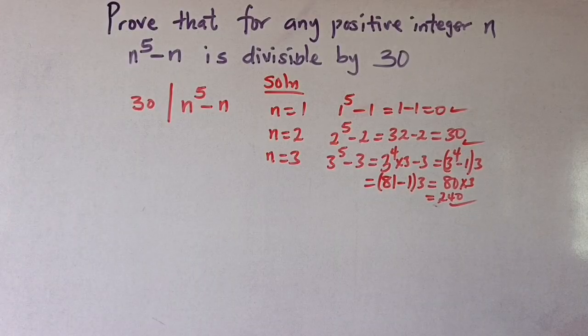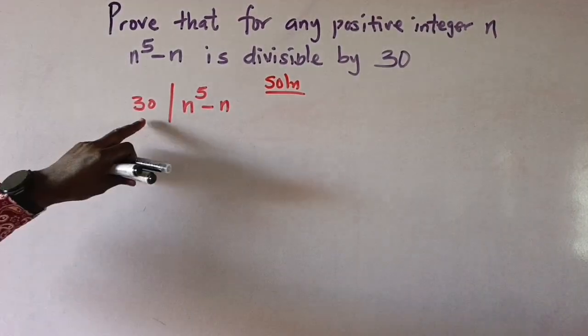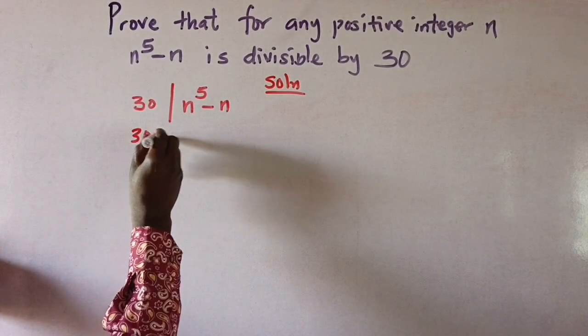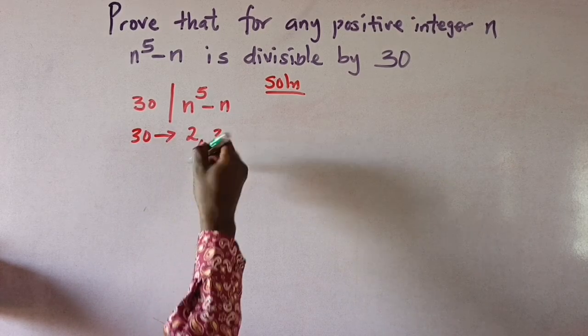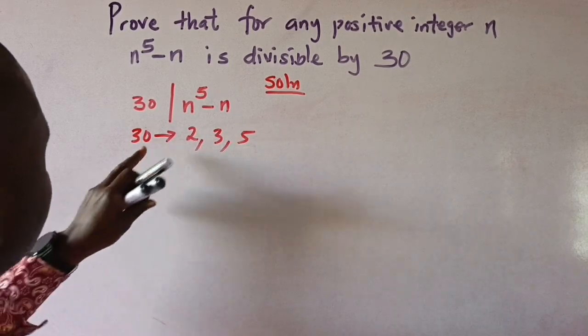Then we want to generalize it now. In generalizing the proof, what are the prime factors of 30? 2 can go into 30 and is a prime number, 3 can go into 30 and is a prime number, 5 can also go into 30 and is a prime number.